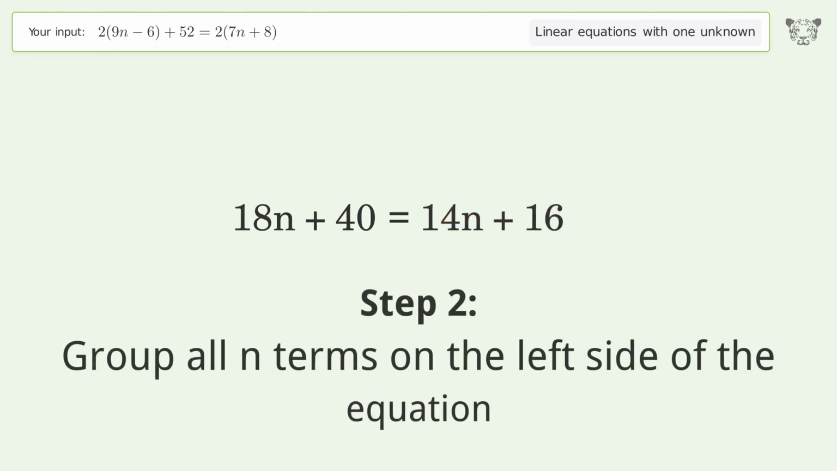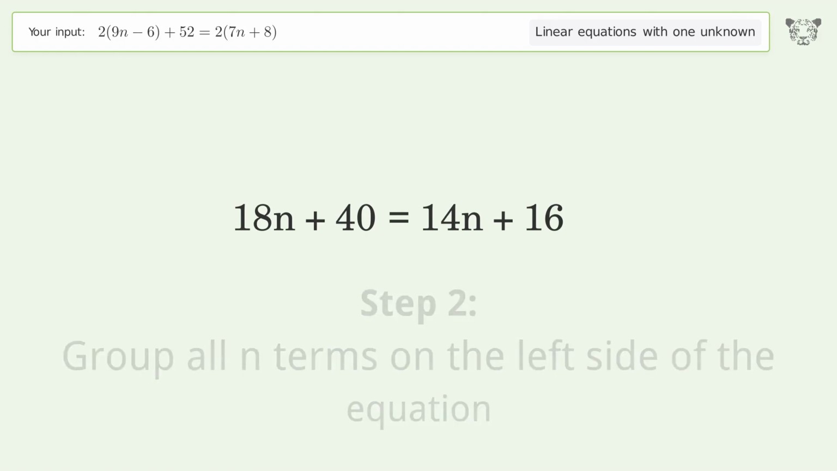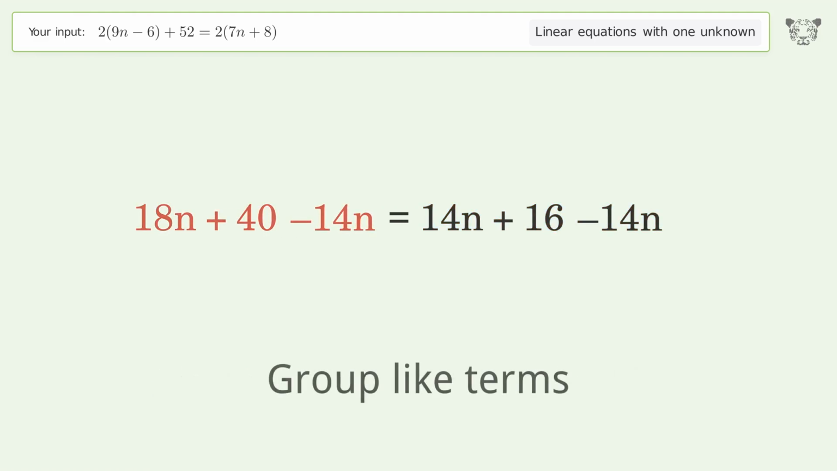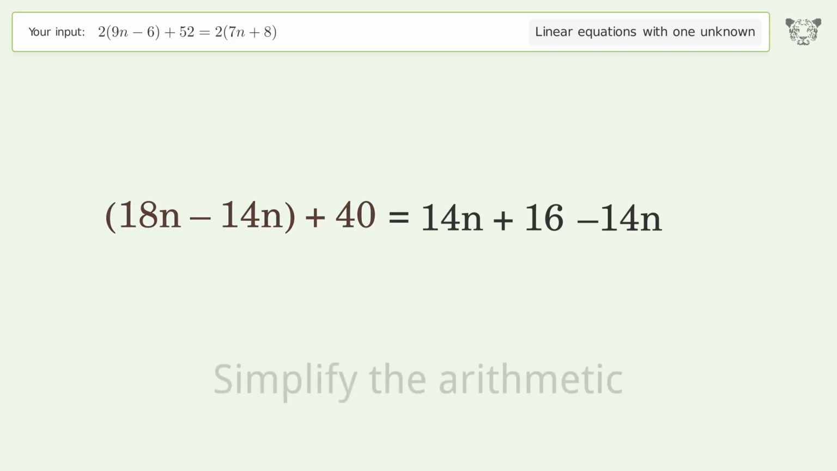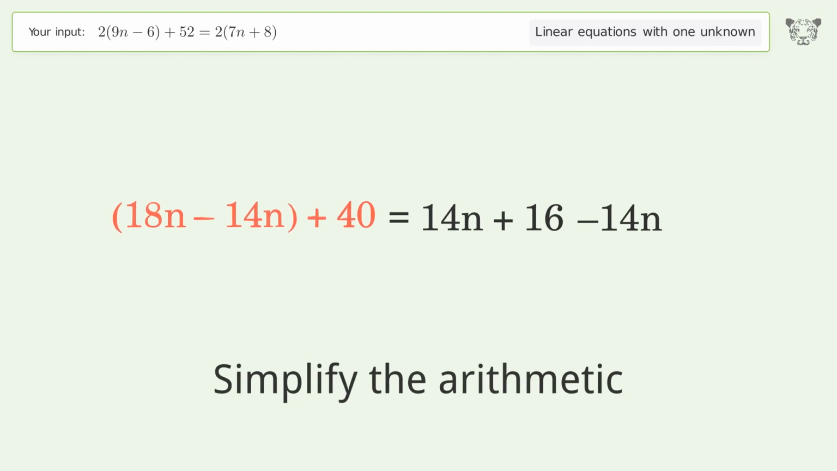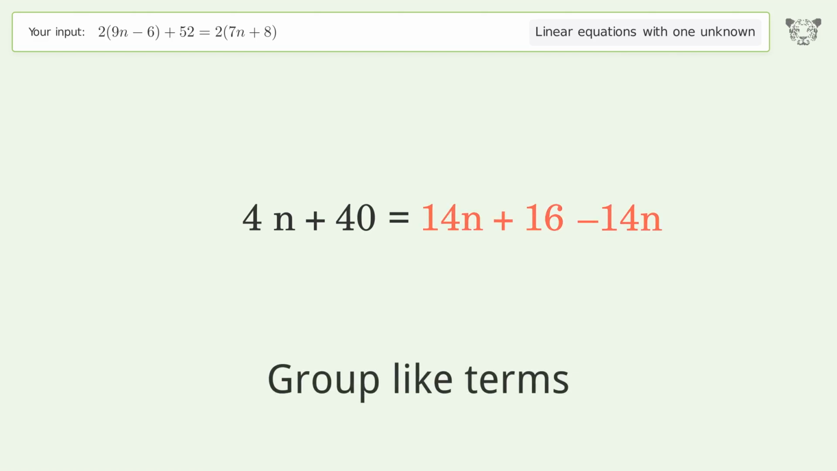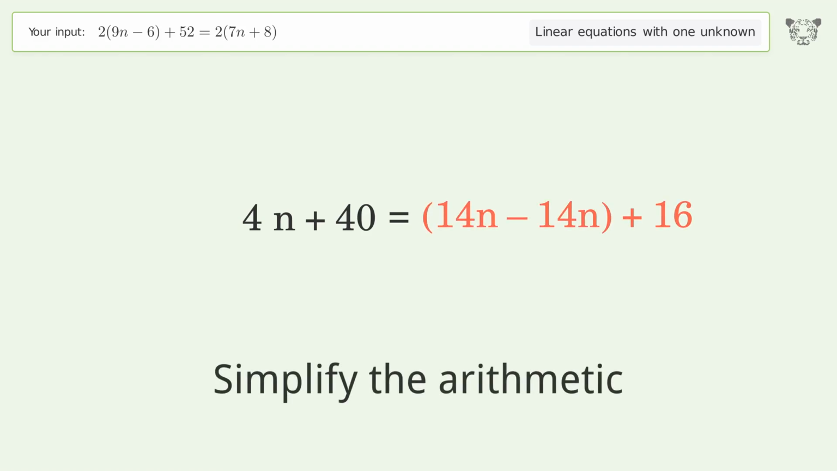Group all n terms on the left side of the equation. Subtract 14n from both sides. Group like terms. Simplify the arithmetic. Group like terms. Simplify the arithmetic.